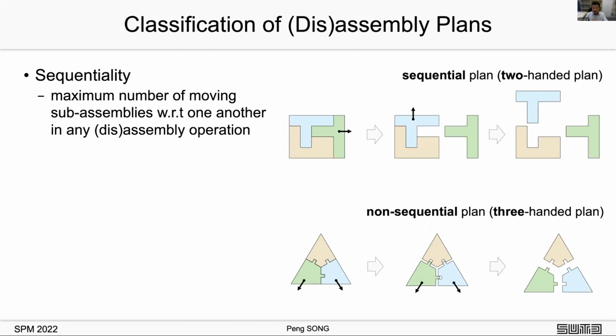Classification of disassembly plans. Disassembly plans can be classified as sequential and non-sequential. A sequential plan is also called a two-handed plan, meaning that you can always use two hands to disassemble the parts. See the top example. The bottom example shows a non-sequential plan, or a three-handed plan. We need three hands to disassemble it. One hand fixes the orange part, one hand moves the green one, and one hand moves the cyan one at the same time.